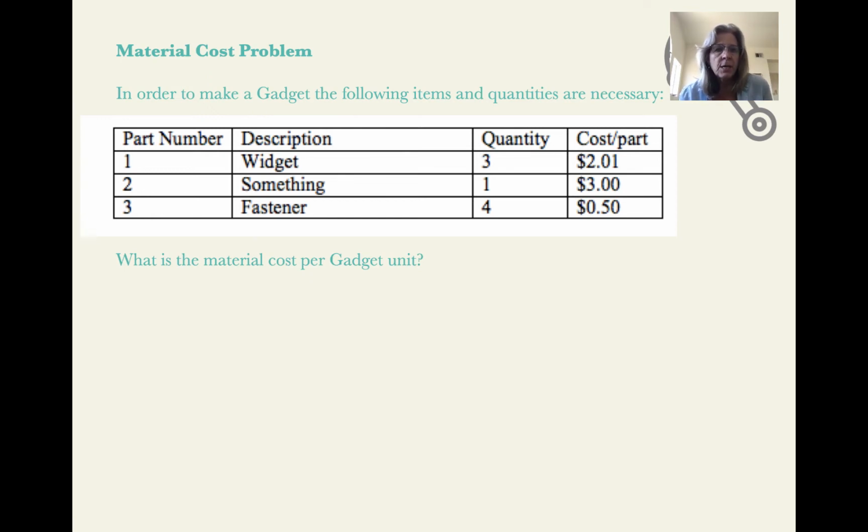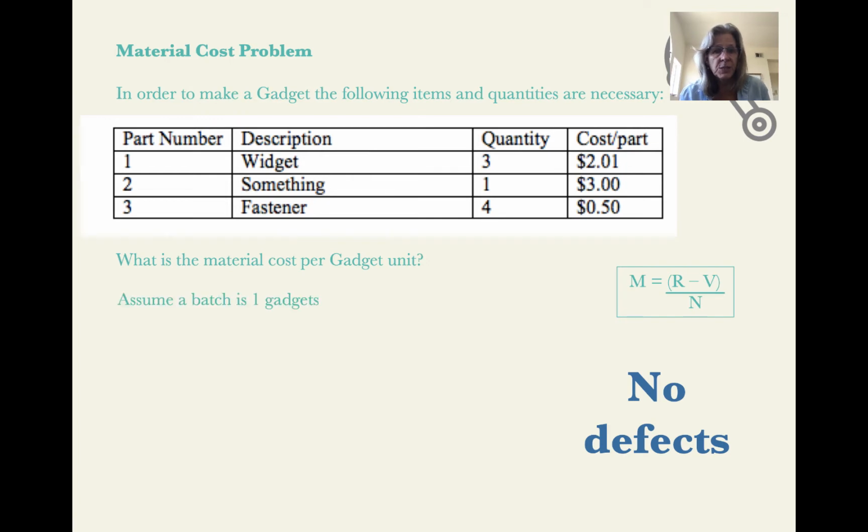It's actually not that hard to do. We can just add it all up to get the material cost, if we ignore the process, since there are no defects in this particular process. So it's easy enough to just assume that a batch is one gadget. Remember, that was an important decision we need to make in order to calculate this. We're going to make one gadget at a time, and because there are no defects, each time we make it, we're going to make one good part.